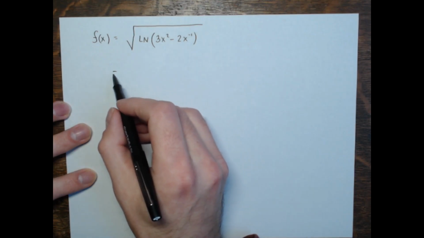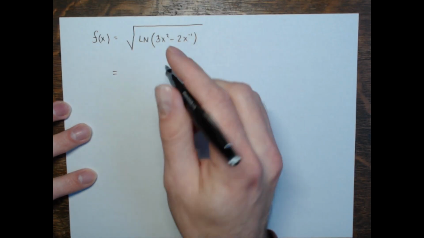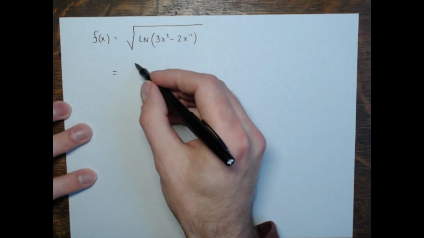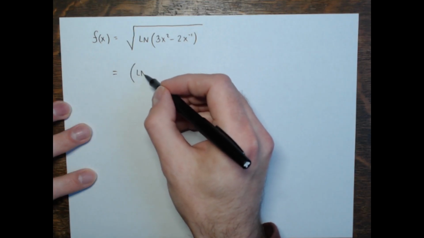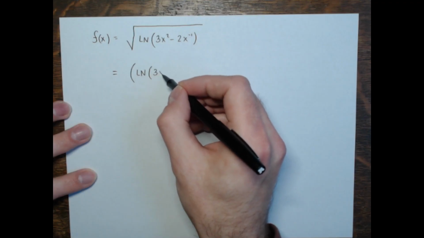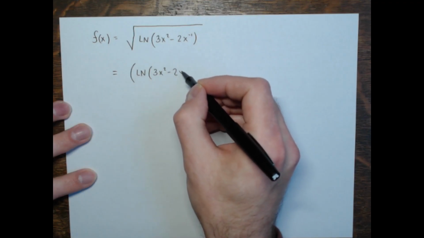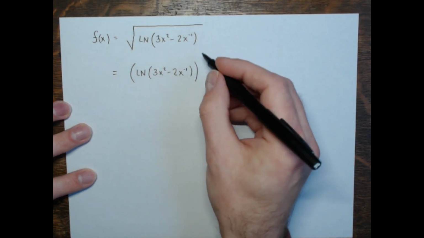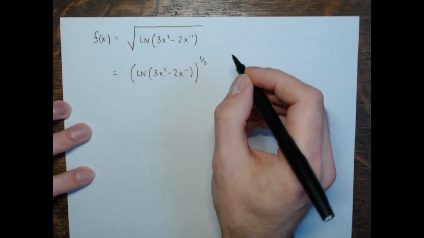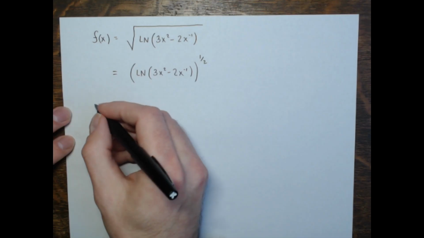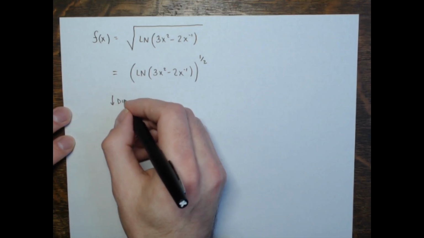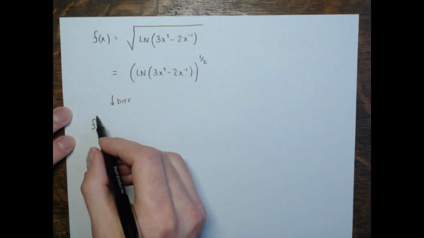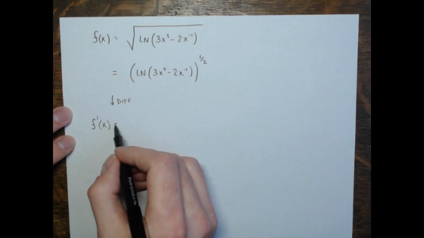So again, the way I'm going to think about this when I go to write the derivative, this is still f. I haven't done the derivative yet. You have this natural log function with 3x squared minus 2x to the negative 1 inside. And then the square root of all that would be that, raised to the 1/2 power. So now when I go to differentiate, remember you work from the outside in with these composite functions, f prime.